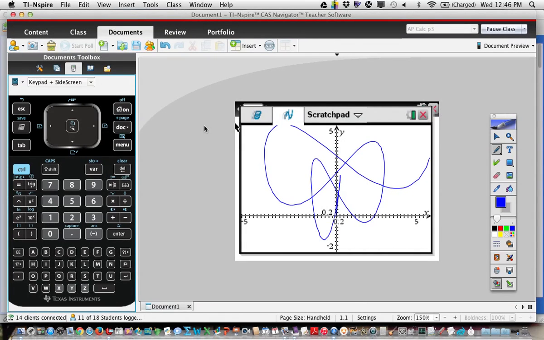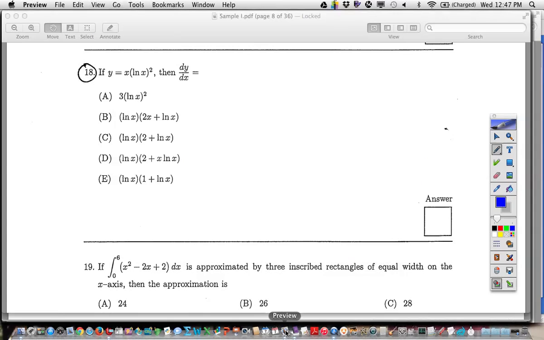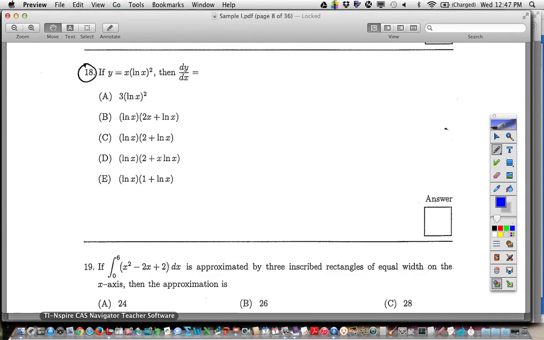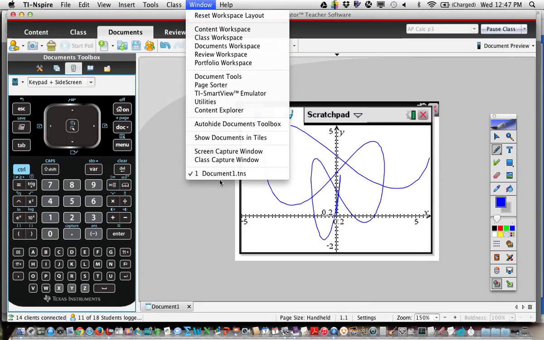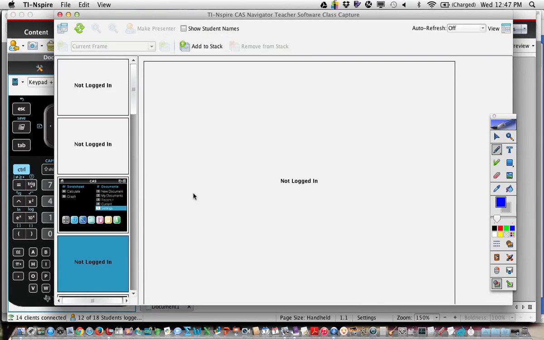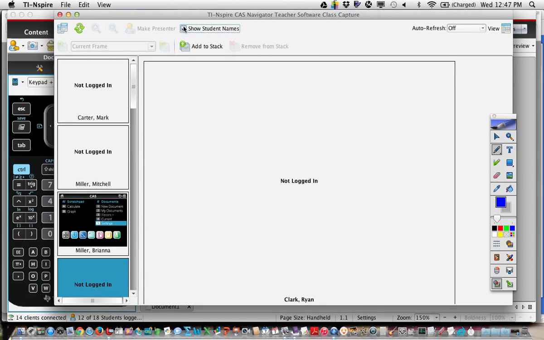Everybody logged in? I only have 11 people logged in. And I know that because our presenter is not logged in. And our presenter is Ryan Clark. Oh.